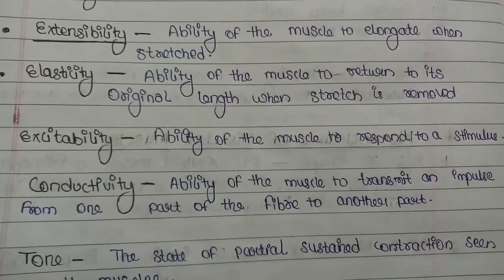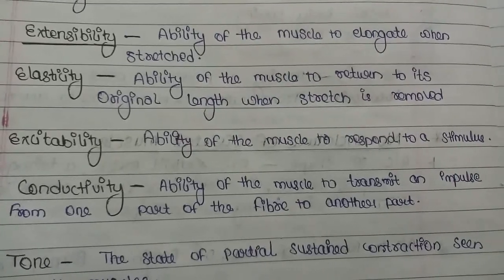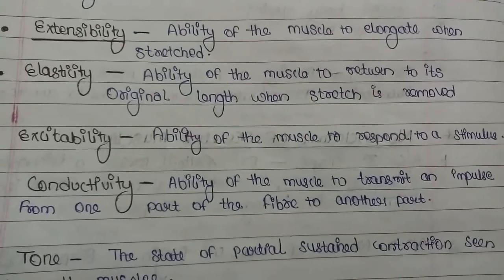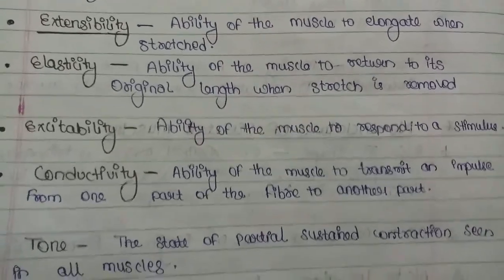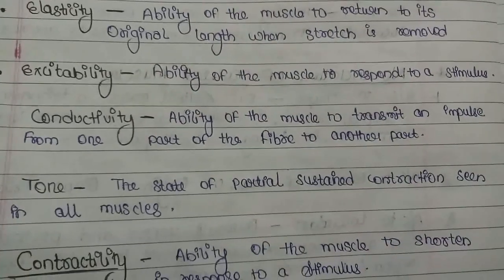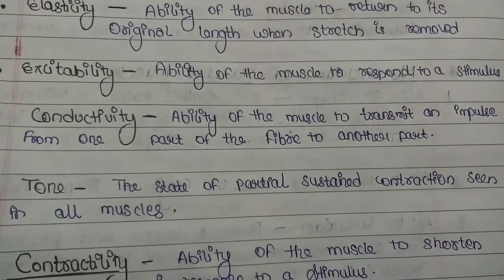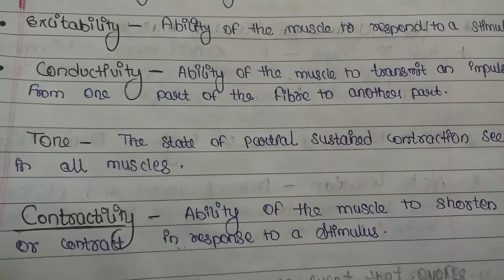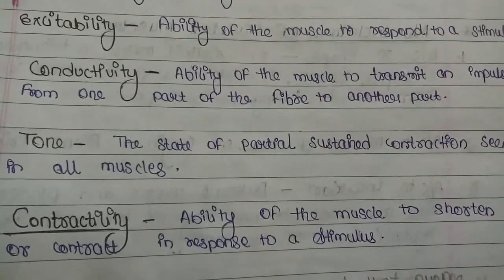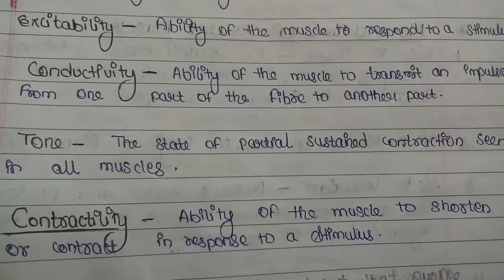Fourth property is conductivity. Conductivity is the ability of the muscles to transmit an impulse from one part of the fiber to another part. Next is tone. Tone is the state of partial sustained contraction seen in all muscles. The last property is contractility. Contractility is the ability of the muscles to shorten or contract in response to a stimulus.